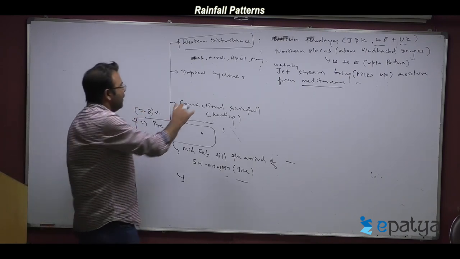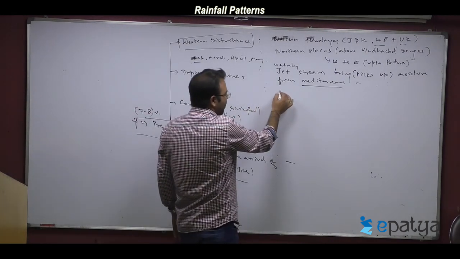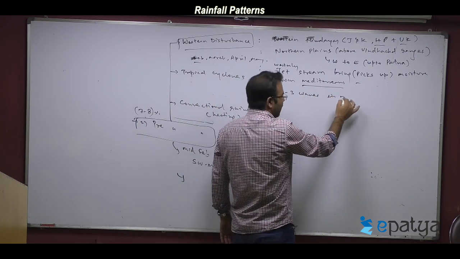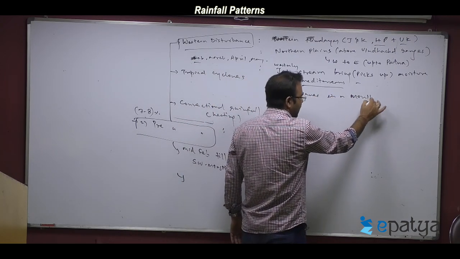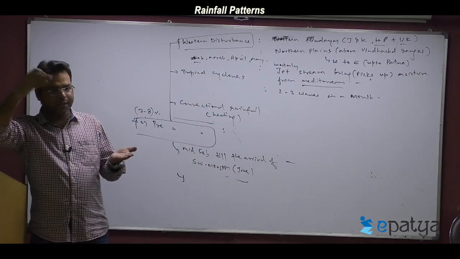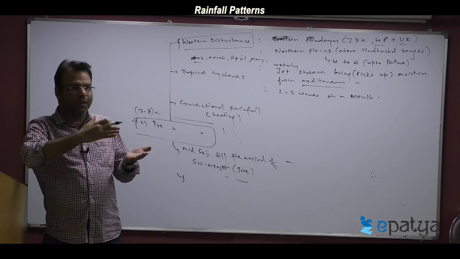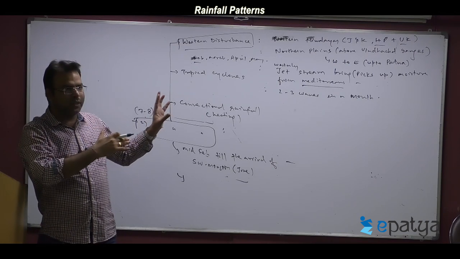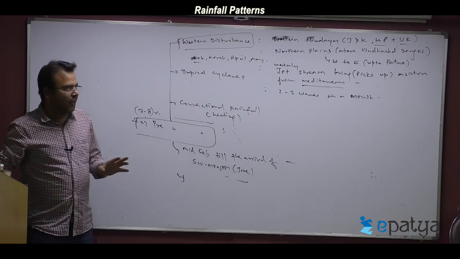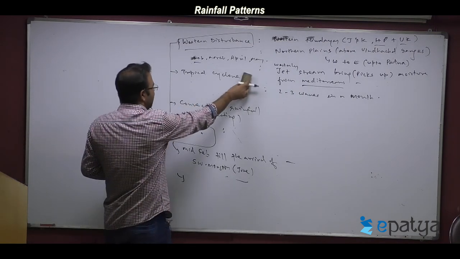So it appears in the form of two or three waves in a month. It's not continuous rainfall. The nature of the rainfall is wavy, like a jet stream is wavy in nature. So two to three waves of rainfall in a month at maximum can occur. So that is the nature.